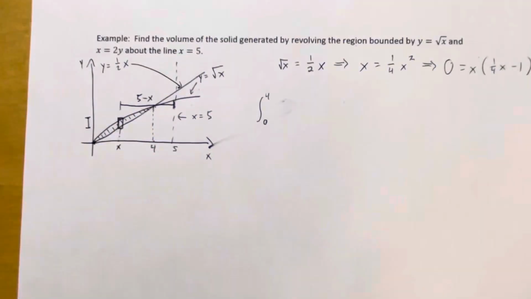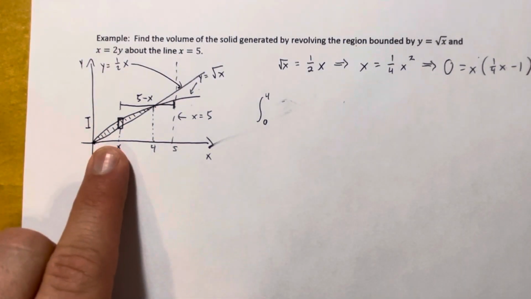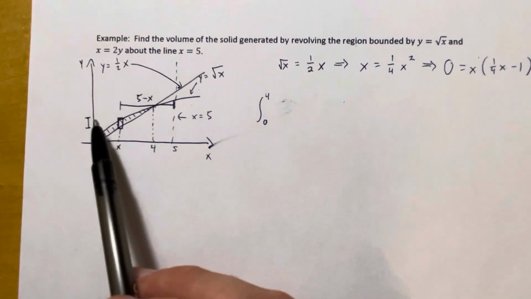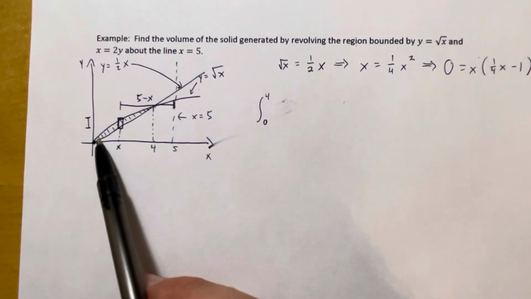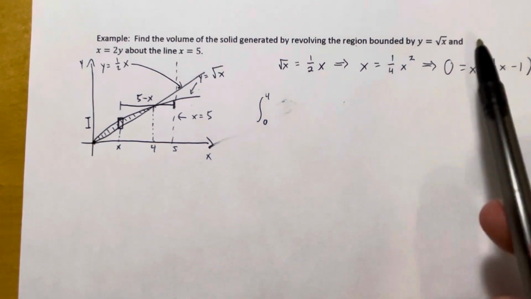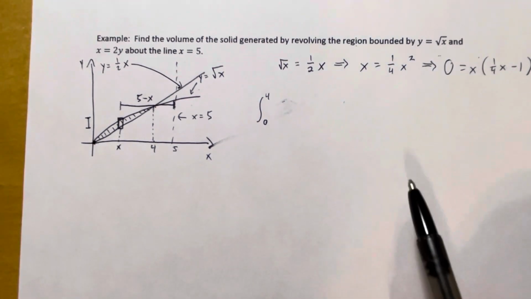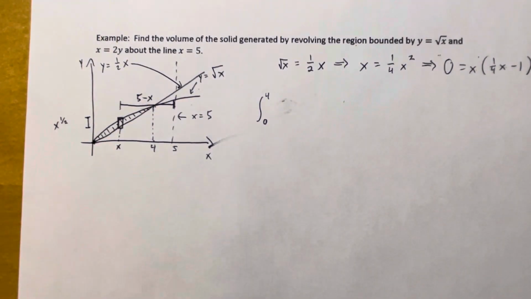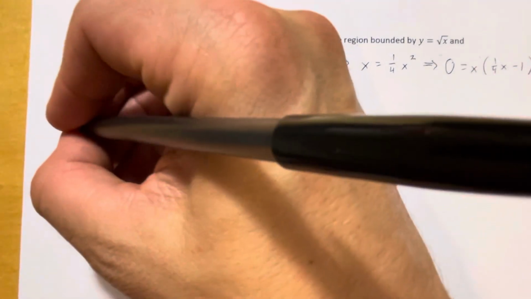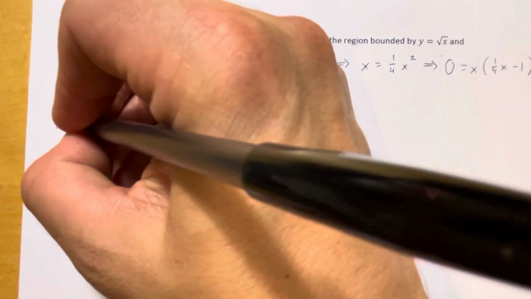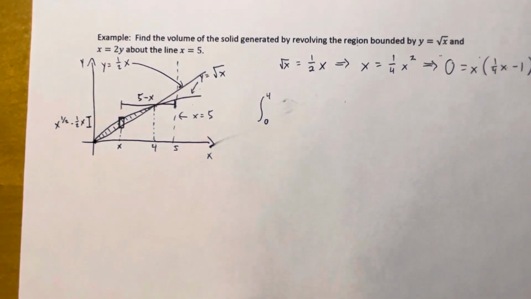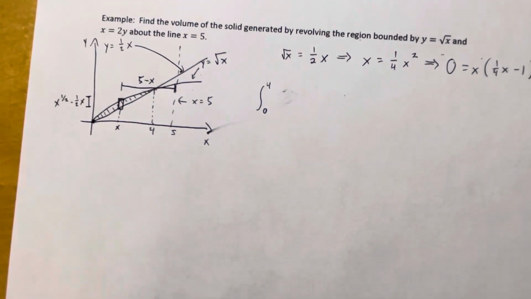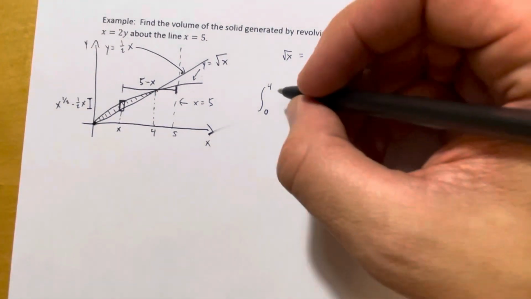What is the height of our little approximating rectangle right here? Well, I can find that by using my upper function and subtracting my lower function. The upper function is the square root of x, which I'm going to write as x to the 1/2 power, because it's easier to integrate when I have it in that form, minus 1/2 x, like that. Okay? So that thing is the height. Let's put all of this together now.